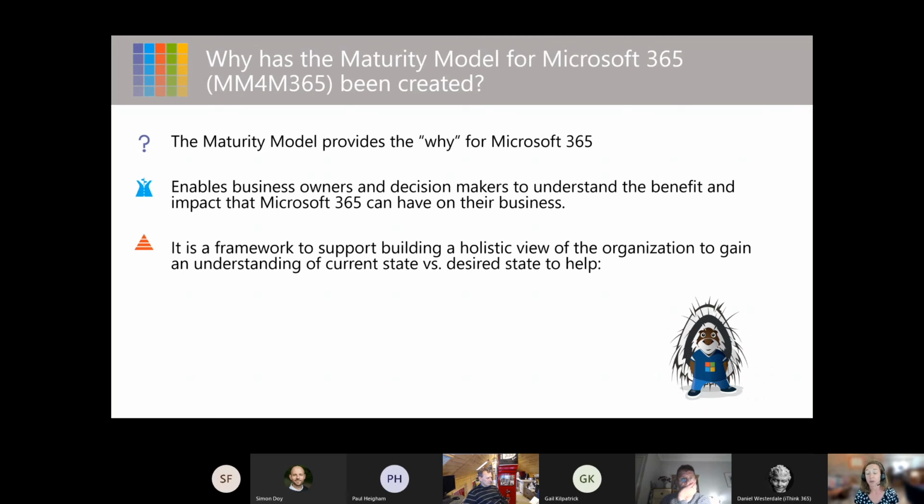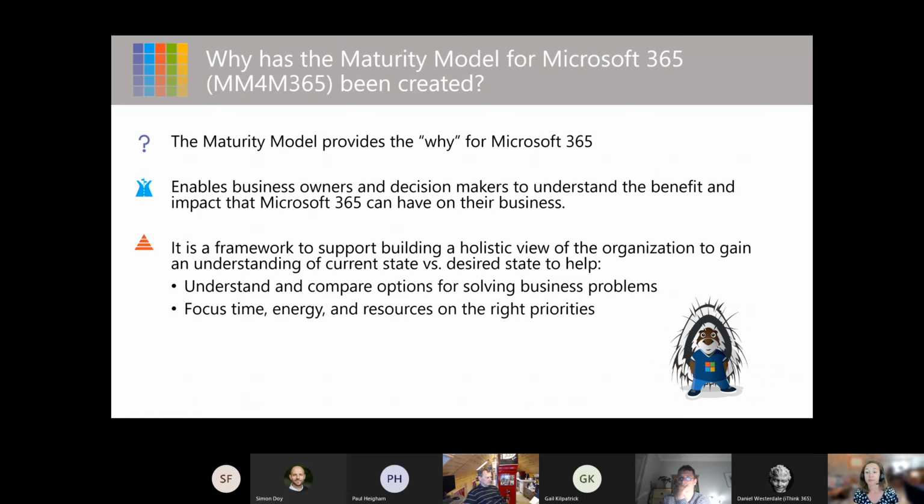It's a framework to support building a holistic view. The framework provides a way for an organization to understand where it is on its Microsoft 365 journey. So often we hear people say, we turned it on, we must be done, but maybe not quite just yet. The framework allows these decision makers to understand the impacts and benefits that will be realized by focusing their energy on the different aspects and areas of Microsoft 365.